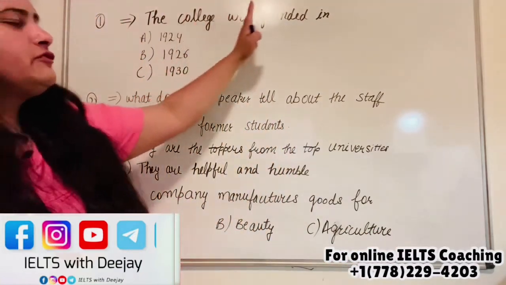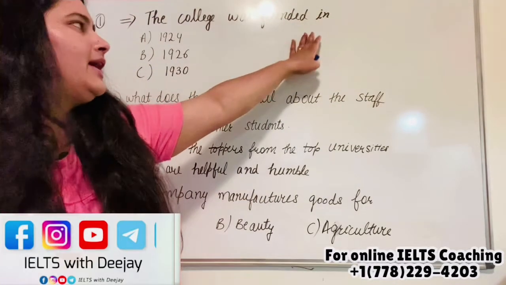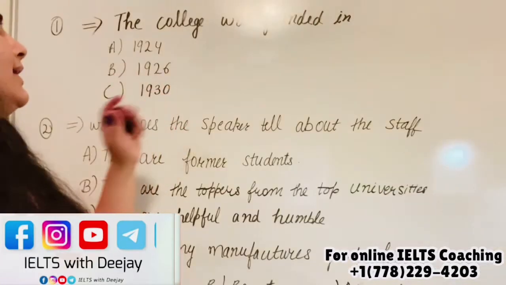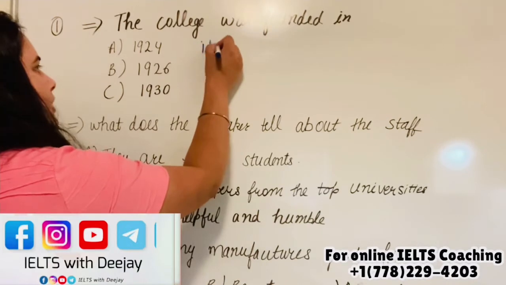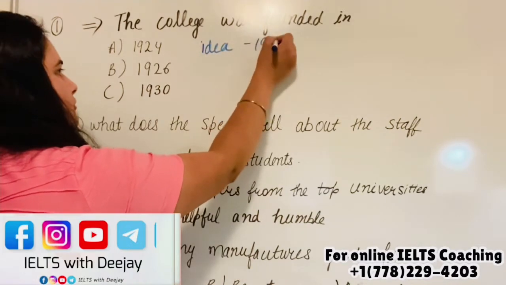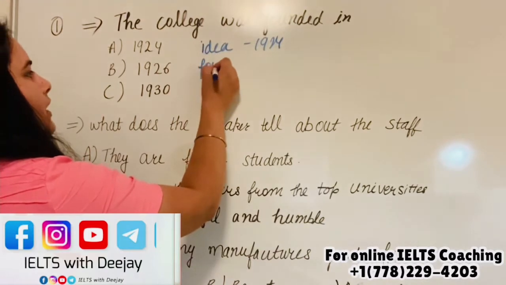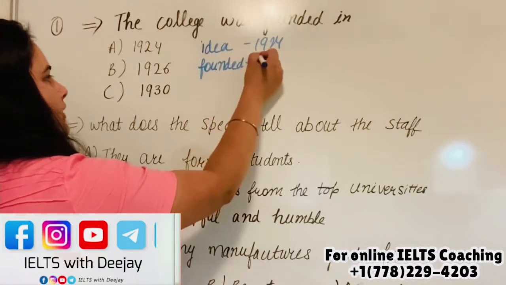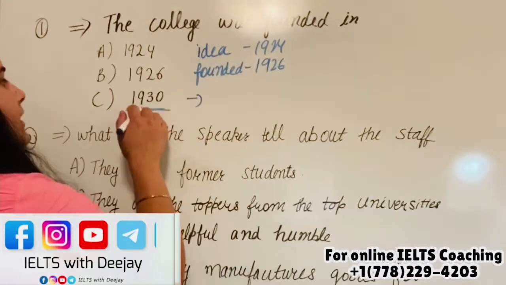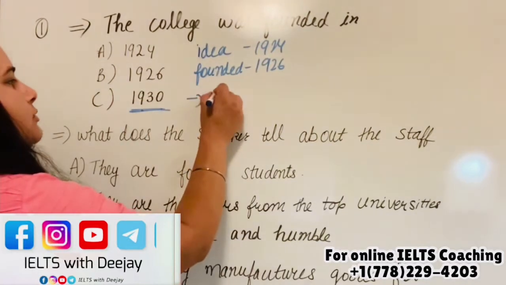The college was founded in... Suppose I'm applying the shorthand method. They are saying the idea came in 1924, and then it was founded in 1926. In 1930 there was another branch.